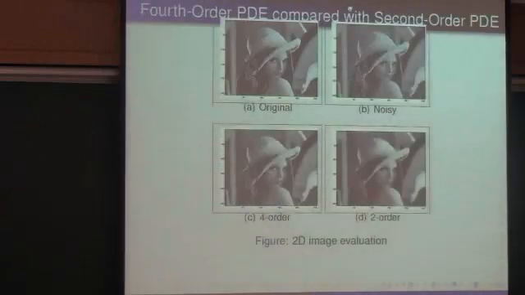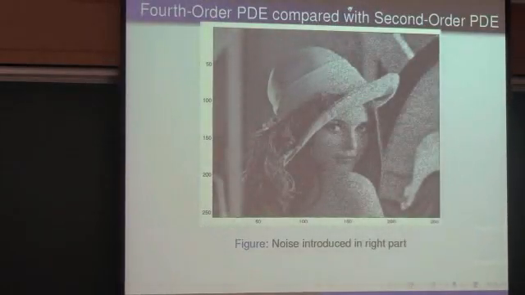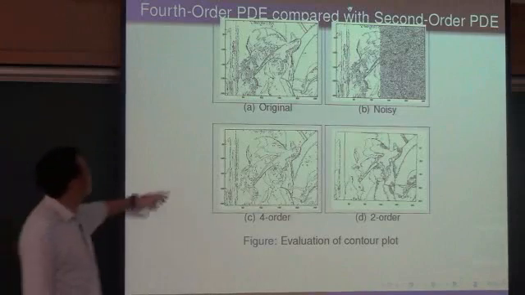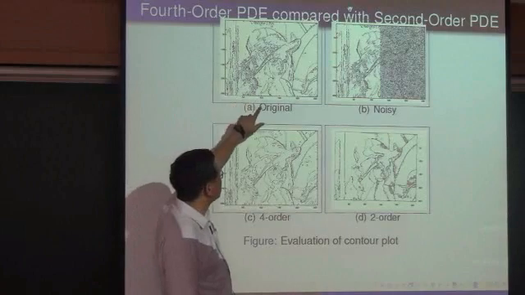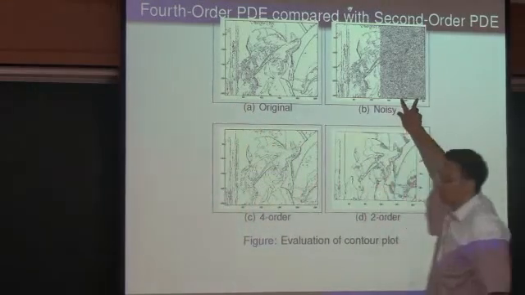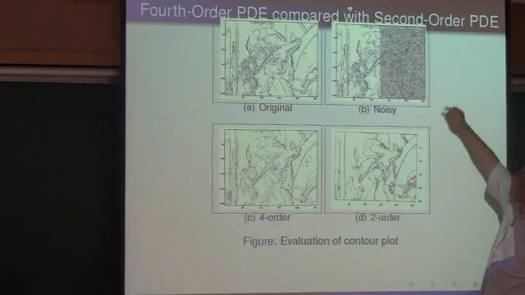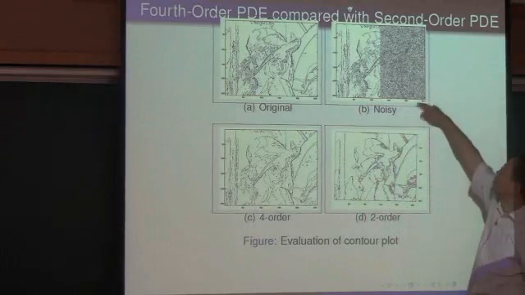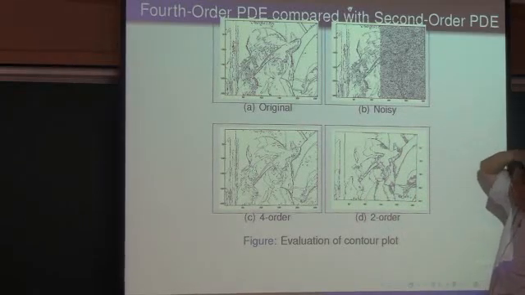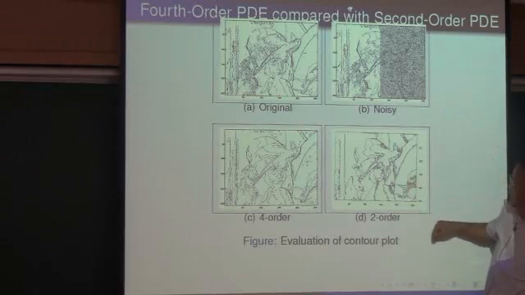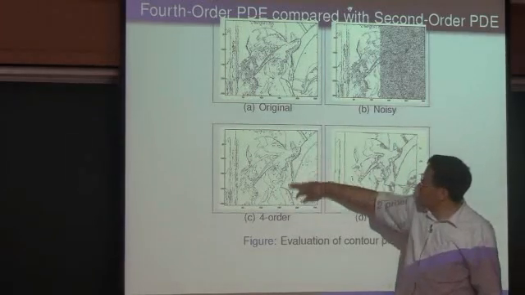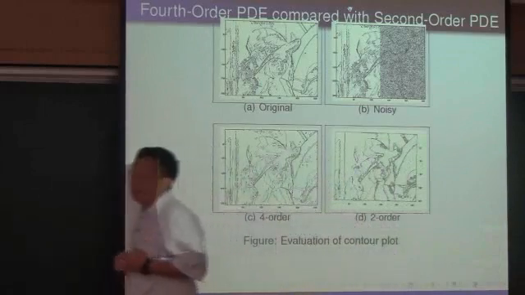So here is a lot of comparison between the TV and the fourth order. Here is the original image. We just plot the contours, and here you add the noise only to the second half. You plot the contour. If you add a little noise, the level curves are somehow completely destroyed; the level curve is getting too oscillatory. If you use the second order, there is somehow more image recovery in the level curves. If you use the fourth order, the level curves look more natural. So this is the fourth order.